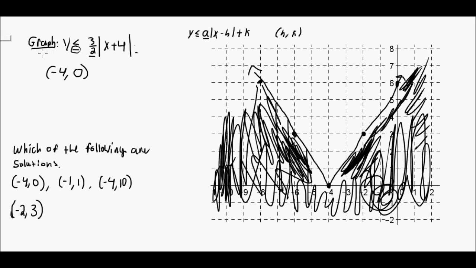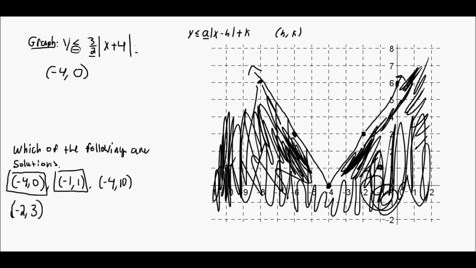Okay, let's identify some solutions. Is negative 4, 0 a solution? Negative 4, 0 is the vertex. In this case, since I used a solid line to outline this absolute value, that means that negative 4, 0 is a solution because it's on the solid line. What about negative 1, 1? Negative 1, 1 is right here. That's in the shaded region, so this is a solution.